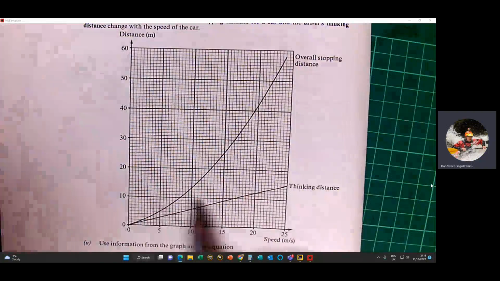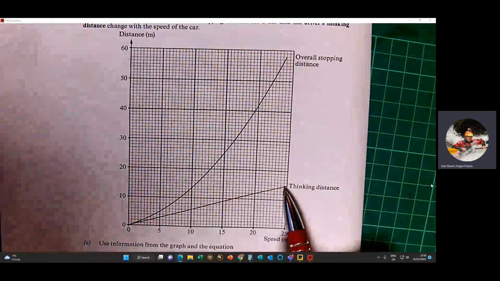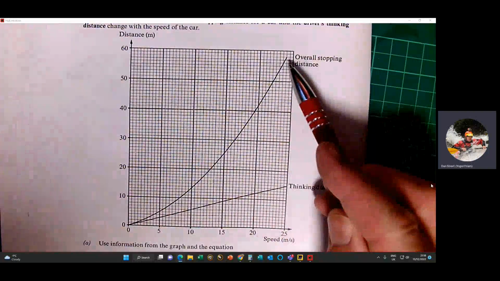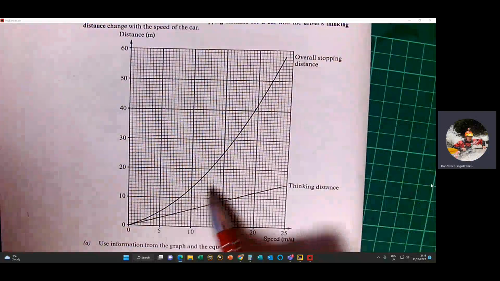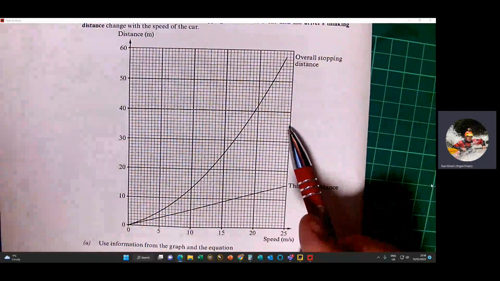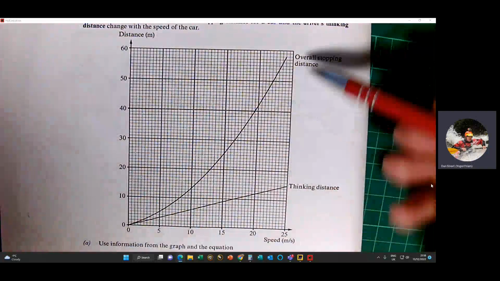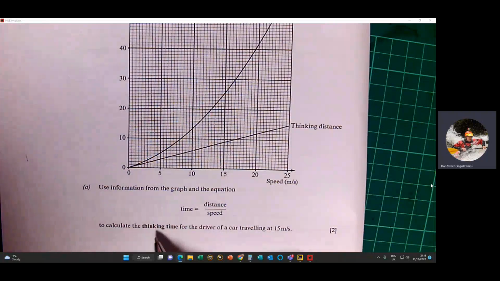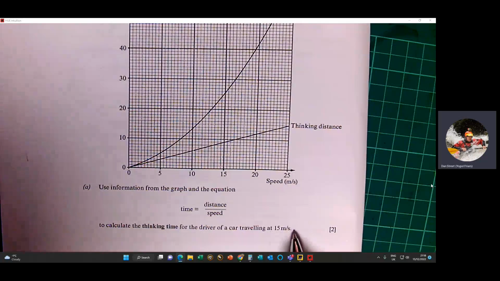The two lines on the graph show us the thinking distance, which is a nice straight line, and the overall stopping distance, which obviously is a curve. In the middle here we could plot the braking distance, and then the overall stopping distance would be the sum of those two. The question though asks us, use information from the graph and the equation time is distance divided by speed to calculate the thinking time for the driver of a car travelling at 15 meters per second.